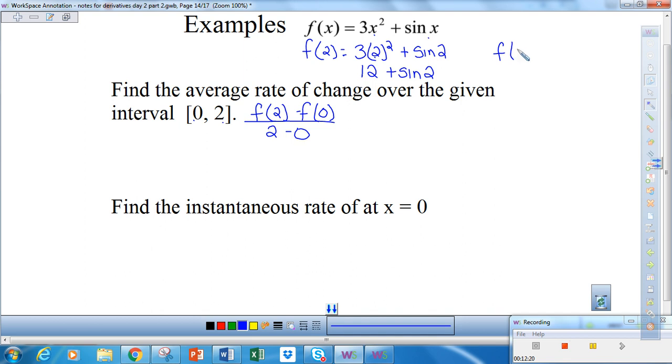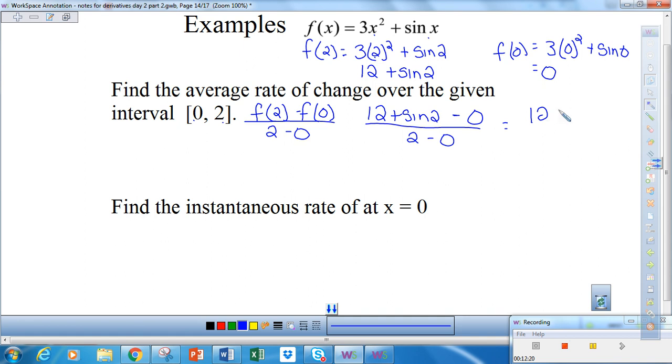F of 0 is going to be 3 times 0 plus sine of 0, which is simply 0. So I do f of 2, 12 plus sine 2, minus 0, all over 2 minus 0. Or we can write this as 12 plus sine 2 over 2. And yes, that is a perfectly good answer. I prefer that you not round unless it calls you to.